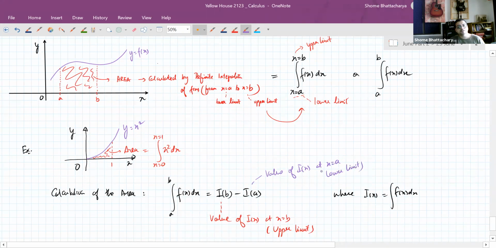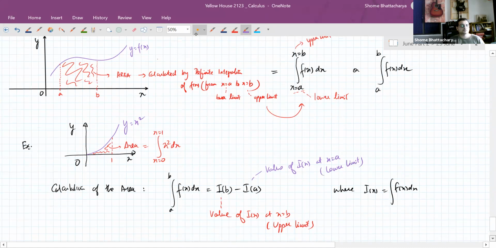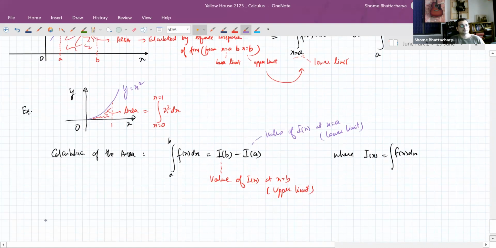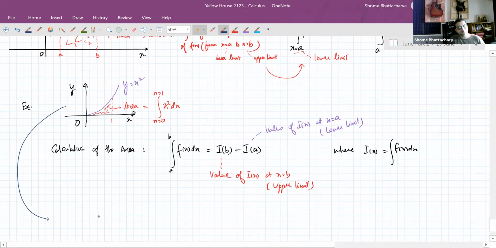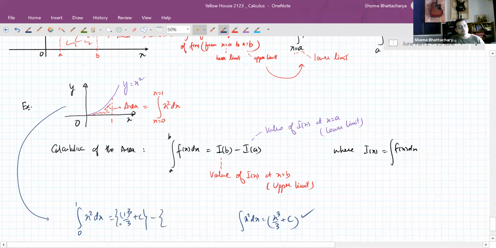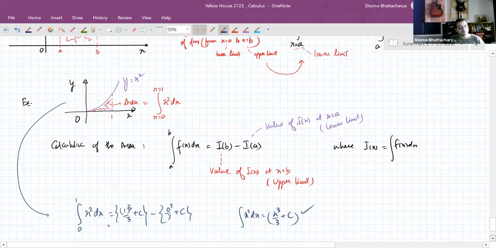So let's understand this with a simple example. This particular one, we want to calculate this area: integration of x squared dx from 0 to 1. So this will become what? Now we know integration of x squared dx, the antiderivative is x cubed by 3 plus c. We know this from before. So this will become the value of this function at the upper limit, that is 1 cubed by 3 plus c, minus the value of the same function at the lower limit, that's 0, so 0 cubed by 3 plus c.